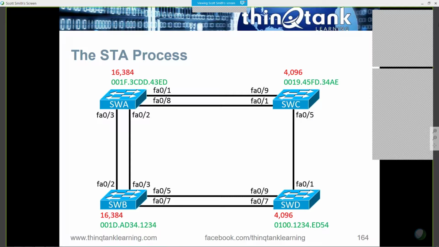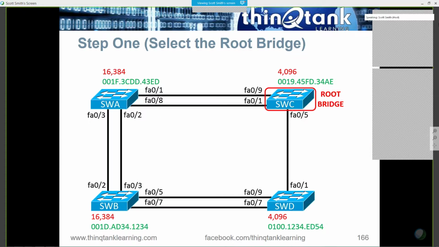So that's step number 1. That's not too bad, right? But wait, there's more. We got to go to step 2. Okay? Before we move on to step 2, does everybody understand how switch C became the root? Okay? Because clearly that's the most important part of the algorithm. If you choose the wrong root, every other calculation that you're doing is going to be wrong. Because all spanning tree calculations are based on who becomes the root.